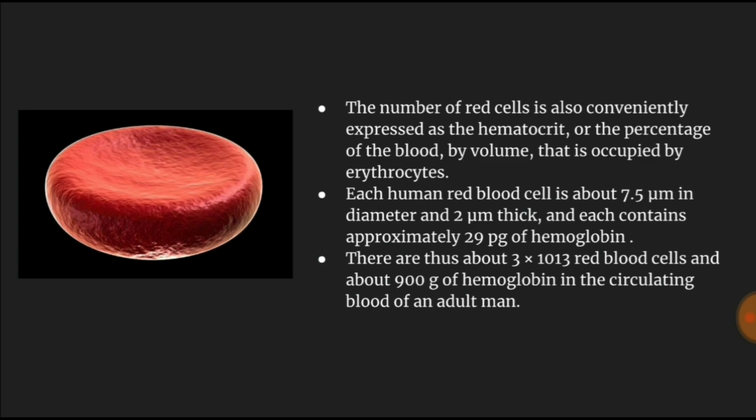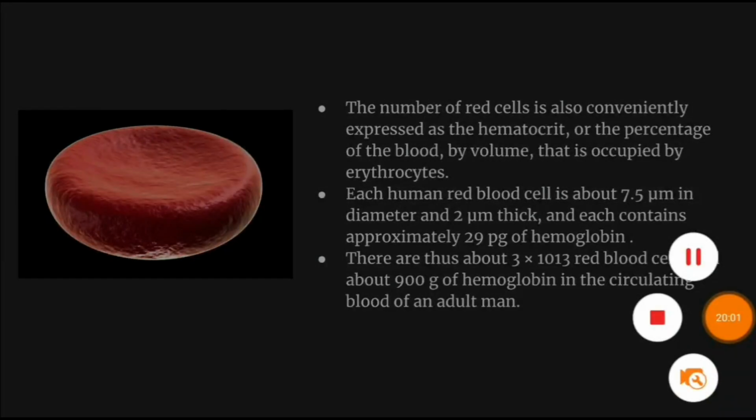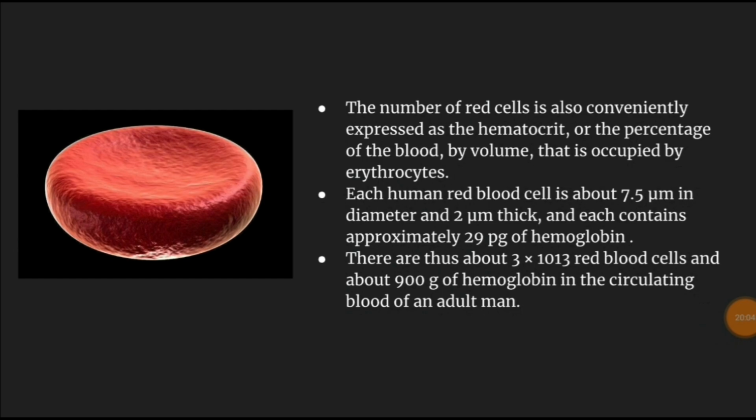Normal counts and abnormal counts because of any diseases acquired by the patient are important to remember. Then moving to the next point, there are 3 into 10 to the power 13 RBCs carrying about 900 grams of hemoglobin in a human body. So there is 900 grams of hemoglobin in the RBCs circulating in an adult human body.